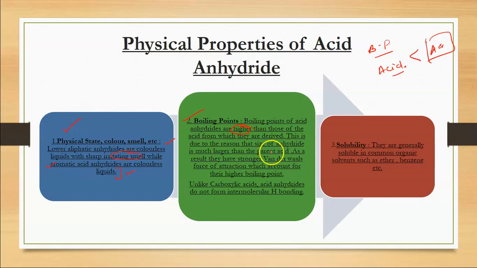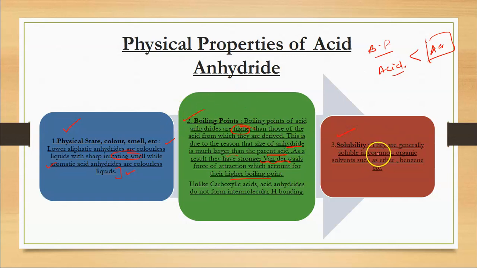This is due to the reason that the size of the anhydride is much larger than that of the parent acid. That is one reason. As a result, they have stronger van der Waals forces of attraction, which account for their higher boiling point. That is the case of your anhydride, which is why they have a higher size as compared to the parent acid, stronger van der Waals forces of attraction and ultimately a higher boiling point. That is one thing. Unlike carboxylic acids, they do not form intermolecular hydrogen bonding. Okay, so that is about the boiling point.